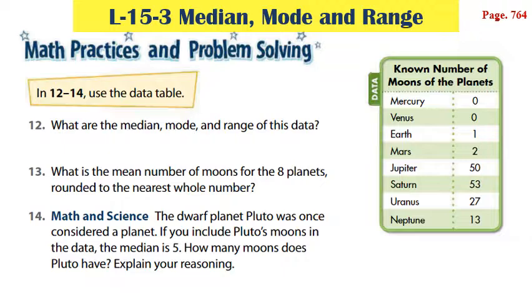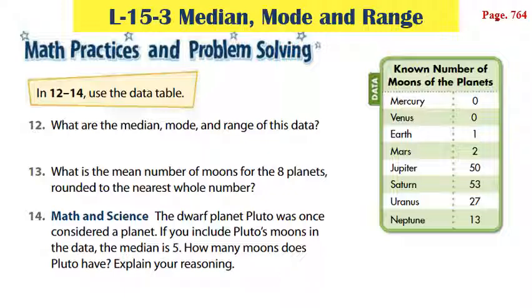Next, let's solve some problems involving solid figures. Let's open page 764 now. Are you ready? Very good. Read the direction. In 12 to 14, use the data table. Known number of moons of the planets: Mercury, 0. Venus, 0. Earth, 1. Mars, 2. Jupiter, 50. Saturn, 53. Uranus, 27 and Neptune, 13.